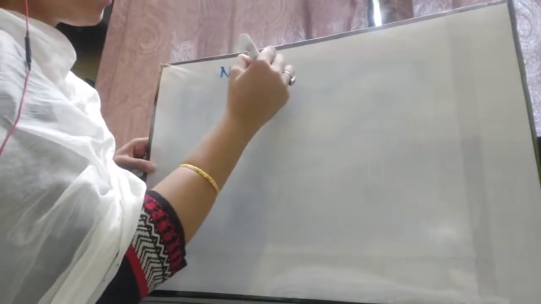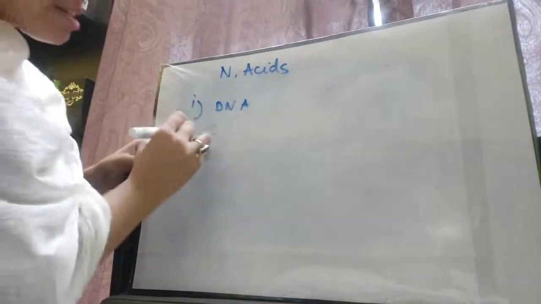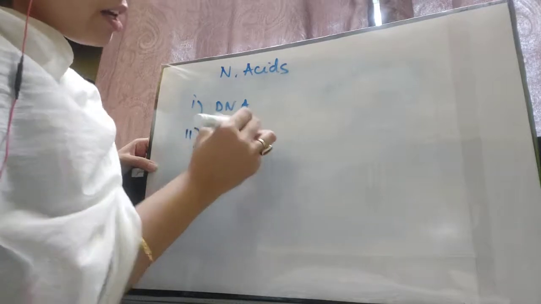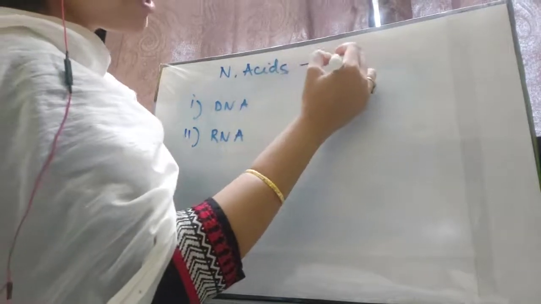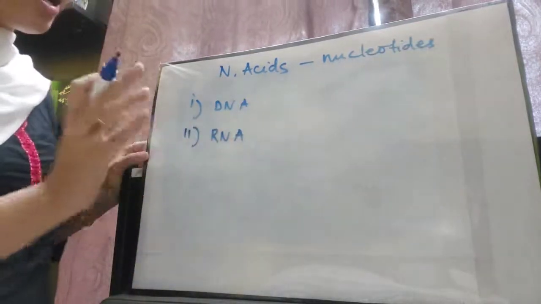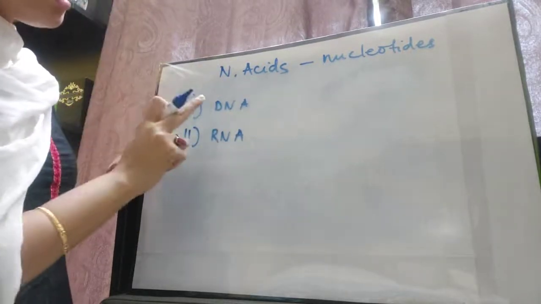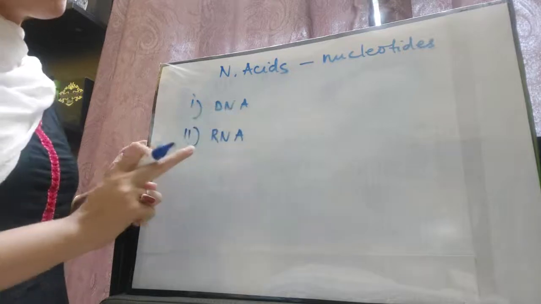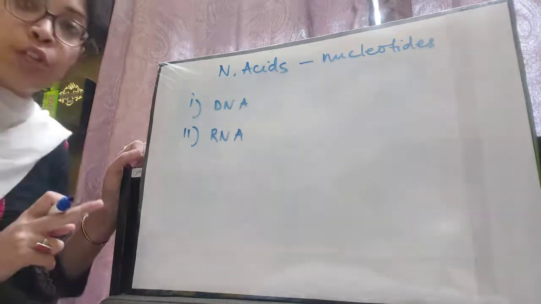Now nucleic acids are of two types. One is DNA, deoxyribonucleic acid, and the second one is RNA, consisting of ribonucleic acid. Okay, so nucleic acids are formed of nucleotides. They are formed of nucleotides. So basically nucleotides are the structural units of nucleic acids, and deoxyribonucleic acid is made up of deoxyribonucleotides, and ribonucleic acid or RNA are formed of ribonucleotides.